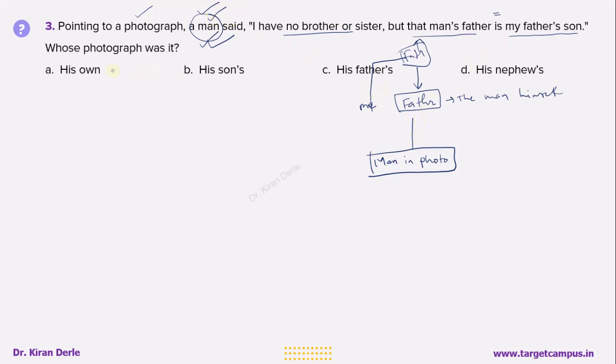Okay, now what is the question? Whose photograph was it? The man in the photograph is actually the son of the man who is saying this, right? So it was his son's photograph. I hope you understood this. Pause it and do it again if you want.